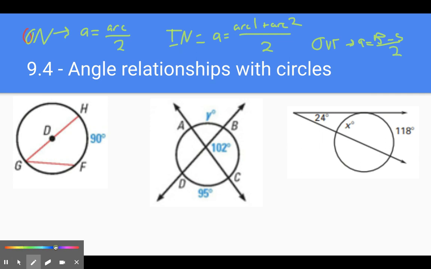So if we plug those numbers in here, we're trying to find the angle. The angle is equal to the arc divided by 2. The arc is 90.